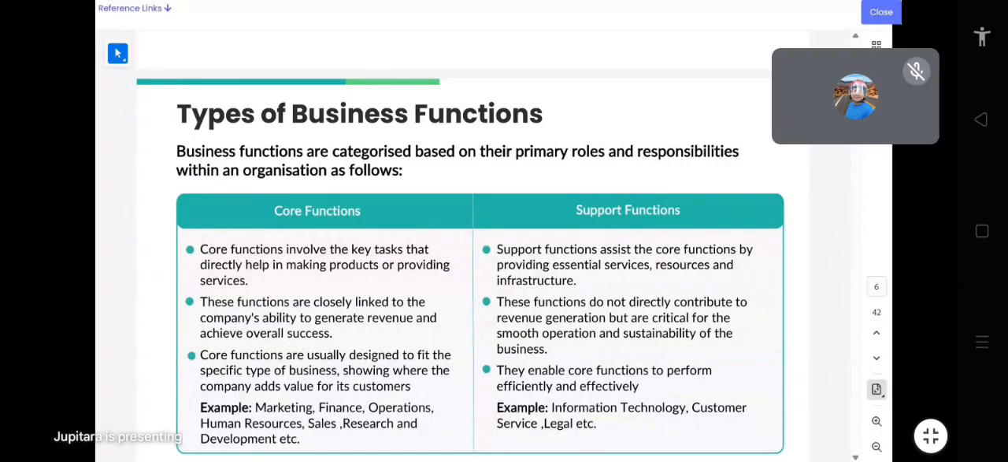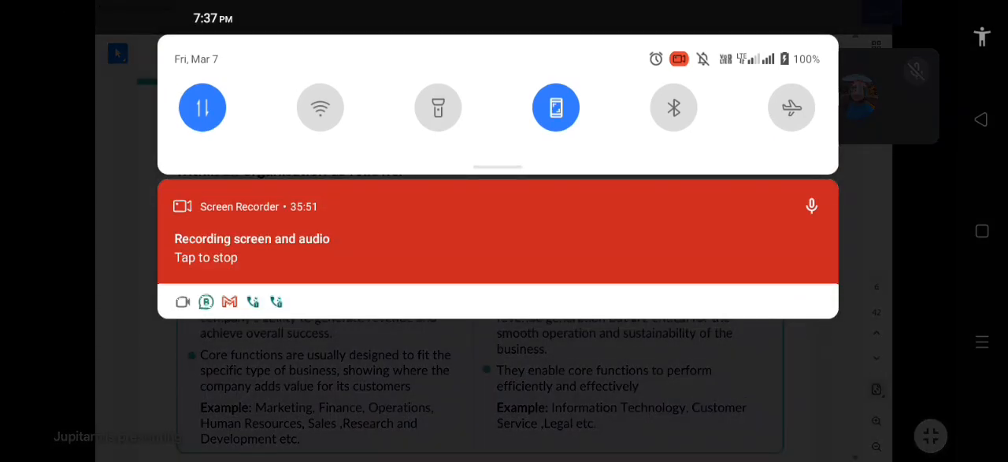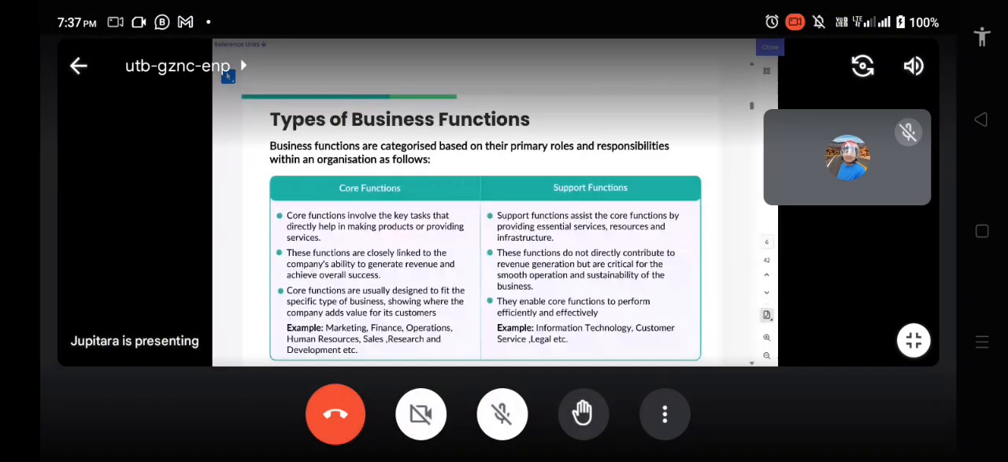Okay, tell me what are the different departments you can think of in a business or in an organization. What are the different departments you can think of in an organization, any company? What are the main different departments? Anyone wants to try?